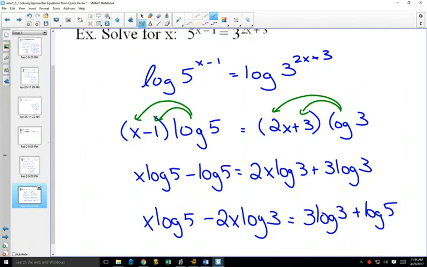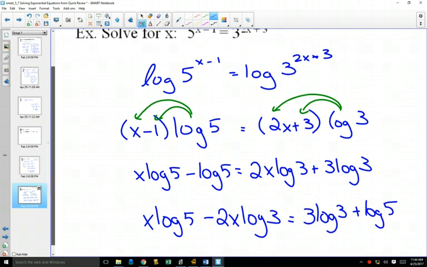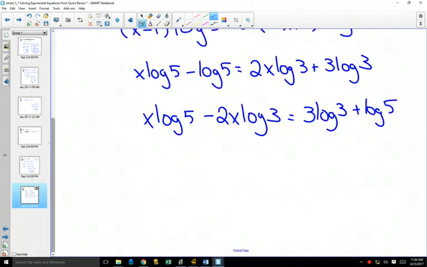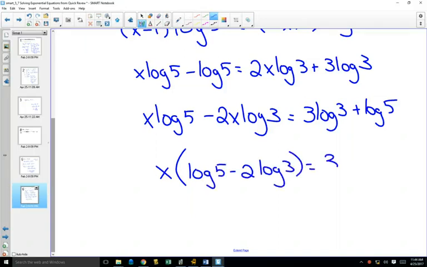And since I can't do the mental math to add log 5 x and 2 log 3 x together, I'm going to factor. So in our note at the beginning, when you have more than one x, you can say there's an x in common between these two. I can take that out. That'll leave me with log of 5 minus 2 log of 3. And on this side, I'm left with 3 log of 3 plus log of 5. And it's just a really long way to write numbers.